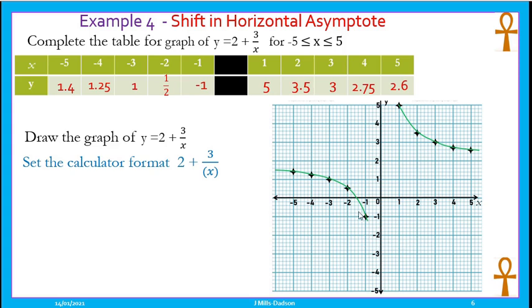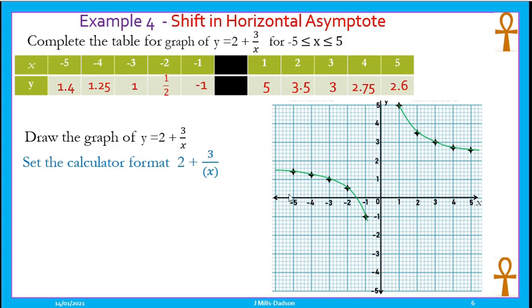Right. You can see that the graph will get closer and closer to the y-axis, or x equals 0. You can also see this will also get closer and closer to the y-axis, or x equals 0. So there's no change in the vertical asymptote.